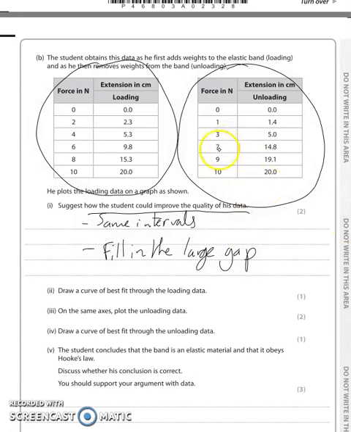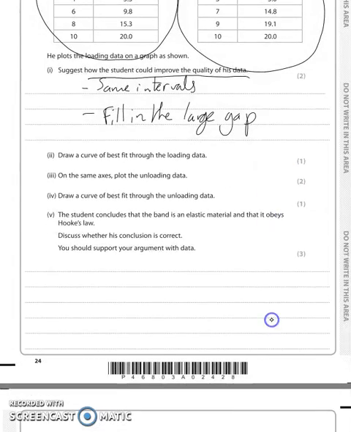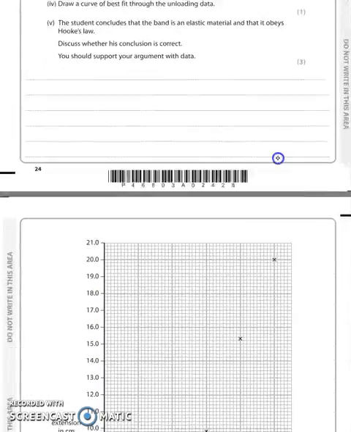You'll see later that it starts to curve, so you can get more readings out of these as well. Maybe you go 1, 2, 3, 4, 5, 6, 7, 8, 9, 10, rather than up in 2s. And increase the range of loads. Right. Draw a curve of best fit through the loading data.